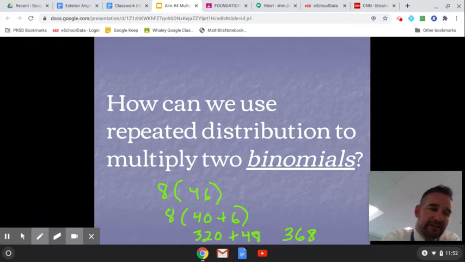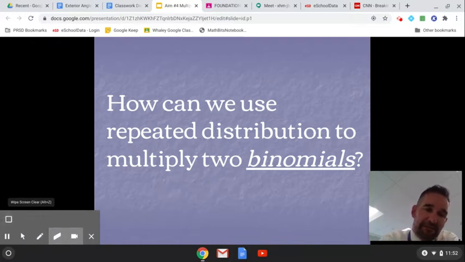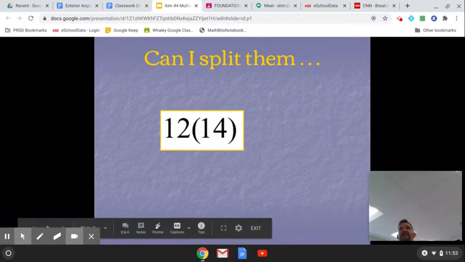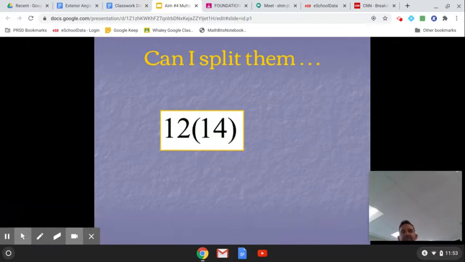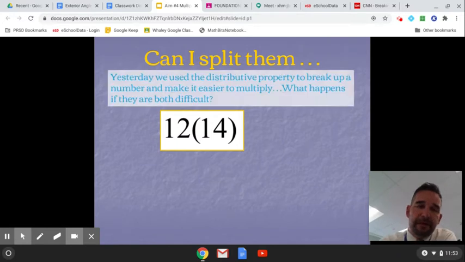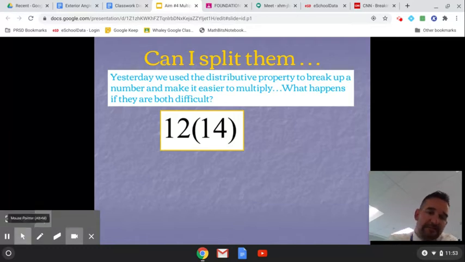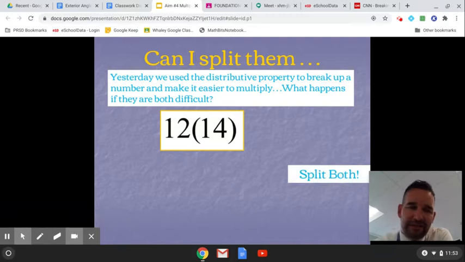I want you to consider as we start today, because a couple people asked, what would happen if they were both double-digit numbers? So what if somebody said, multiply 12 times 14, but use the distributive property to do it? You can't, okay? What we're going to do is take the idea that we did yesterday where we split them up. We're going to split up both of these numbers, and then we're going to distribute. Thing is, how do we distribute something like that?